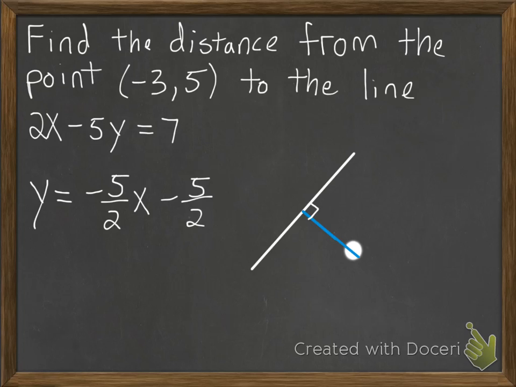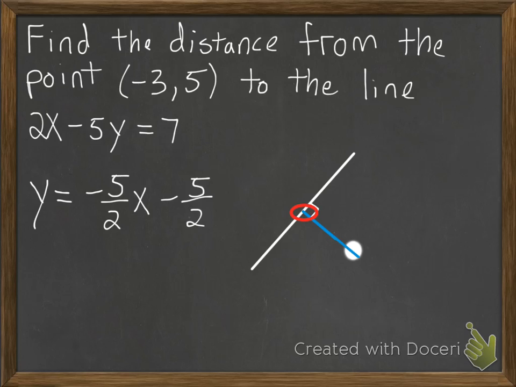Now we don't have a formula for measuring the distance to a line. We only have a formula for measuring the distance between two points. But now that we know the equation of our perpendicular line, the blue line, and we know the equation of the line we're trying to measure to, the white line, we can figure out that point right there. That point is known as the point of intersection. So we can find that point of intersection inside the red circle by taking our two equations and solving the system of equations.